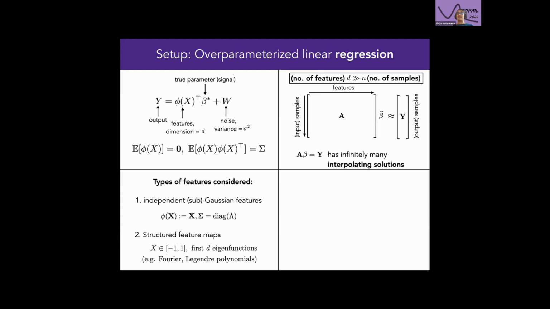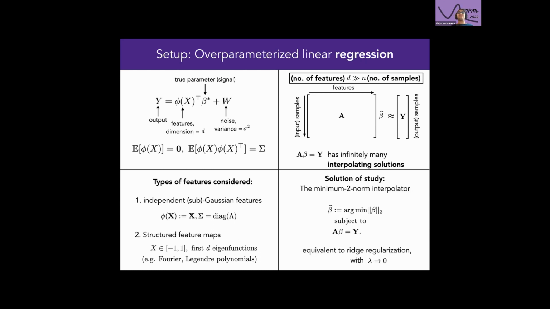So since we're concerned with the overparameterized regime, throughout we're going to consider cases where the number of features greatly exceeds the number of samples. And what that means is that when we set up our training problem, where A here denotes the training data matrix and Y denotes the output, we can in fact find an estimator beta hat that perfectly fits the training data. In other words, A multiplied by beta hat is exactly equal to Y. And in fact, there are infinitely many of these solutions.